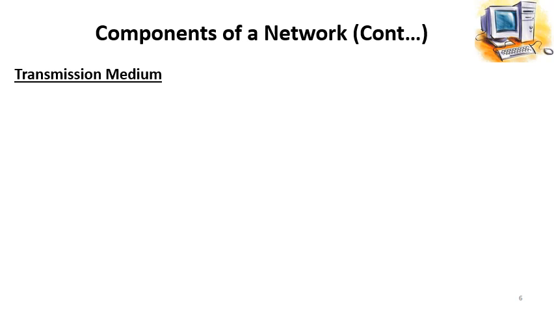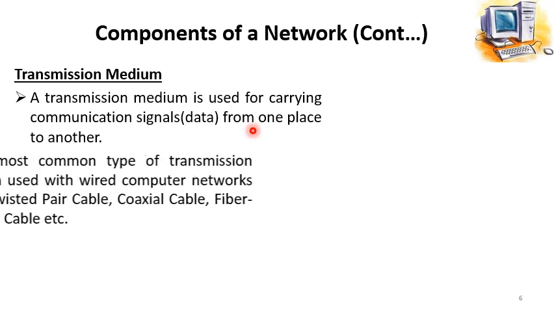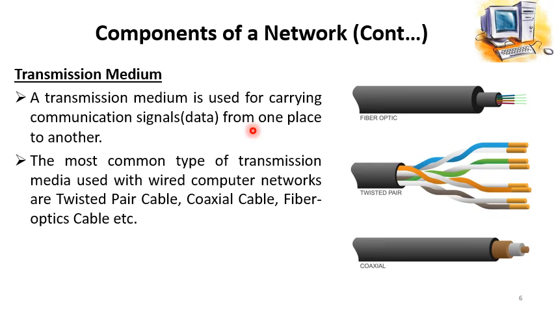The fourth essential component of a communication network is the transmission medium, the intermediary channel between the devices which carries the data from one point to another. A transmission medium is used for carrying information signals, that is, data from one place to another. The most common types of transmission media used with wired computer networks are twisted pair cable, coaxial cable, and fiber optic cables. Here in this picture you can see these three different types of wired media.